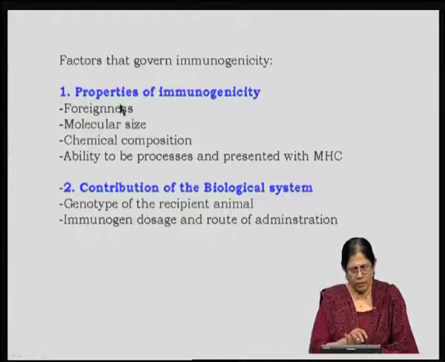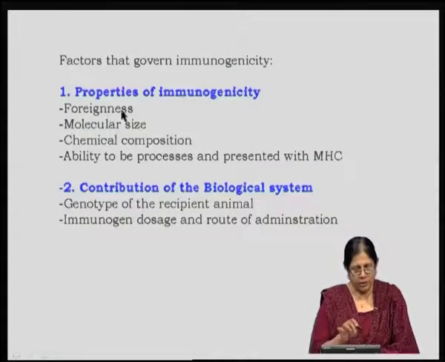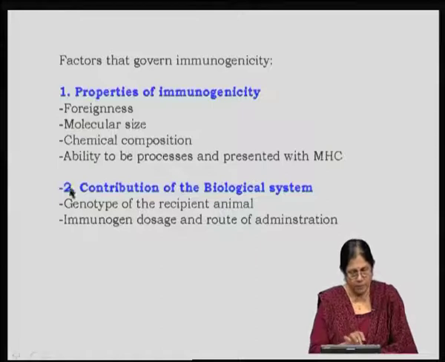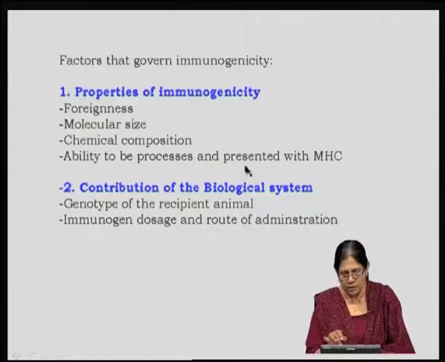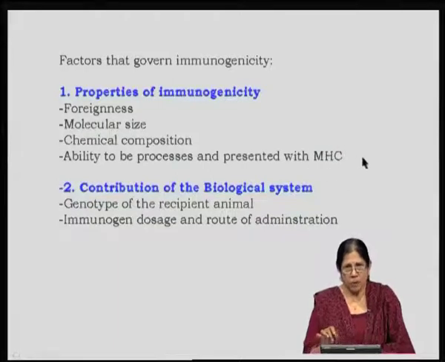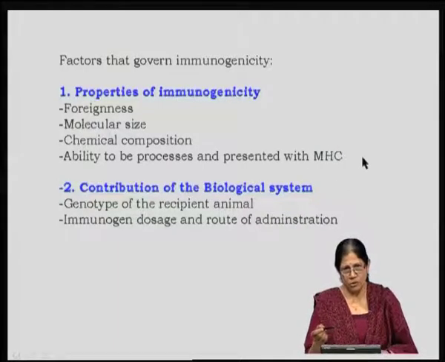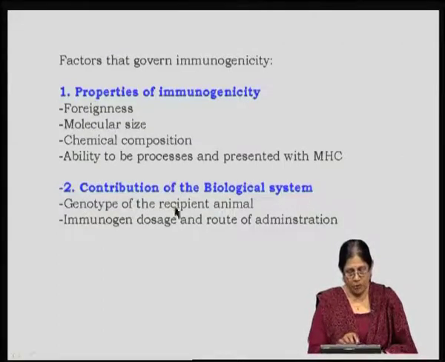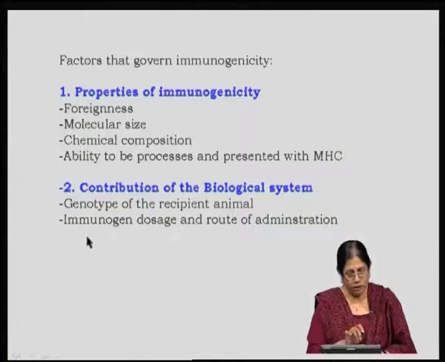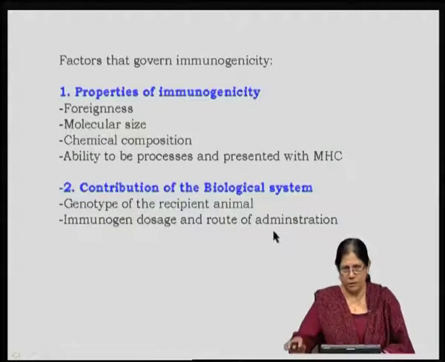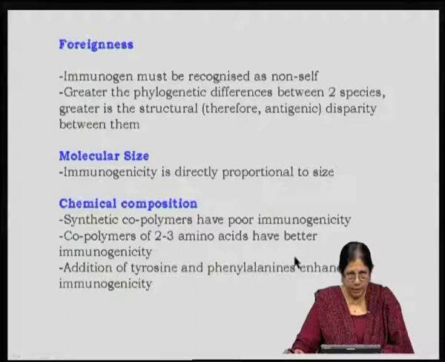Let us just go over the words. Properties of immunogenicity would be determined by foreignness, molecular size, chemical composition and the ability to be processed and presented with the class of molecules MHC, which probably you are going to listen to from others. Contribution of the biological system, there are 2 that come under this: genotype of the recipient animal, and immunogen dosage and route of administration. Now, let us look at this in a little detail.